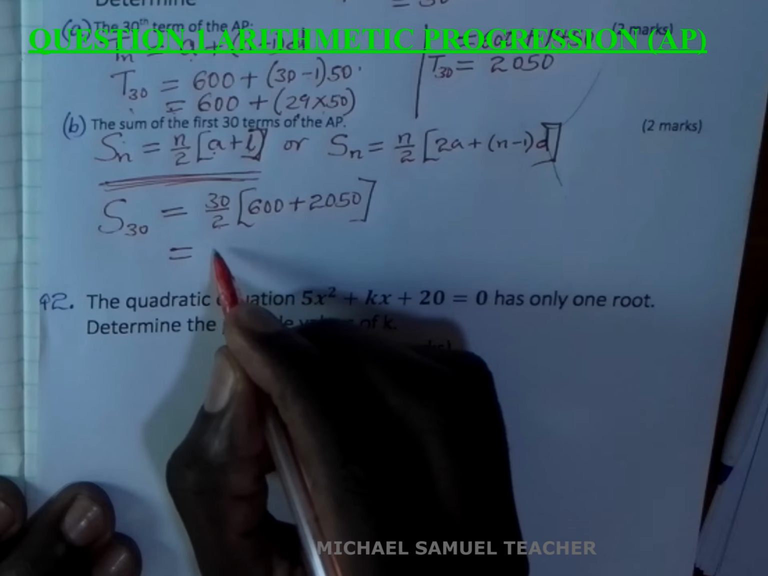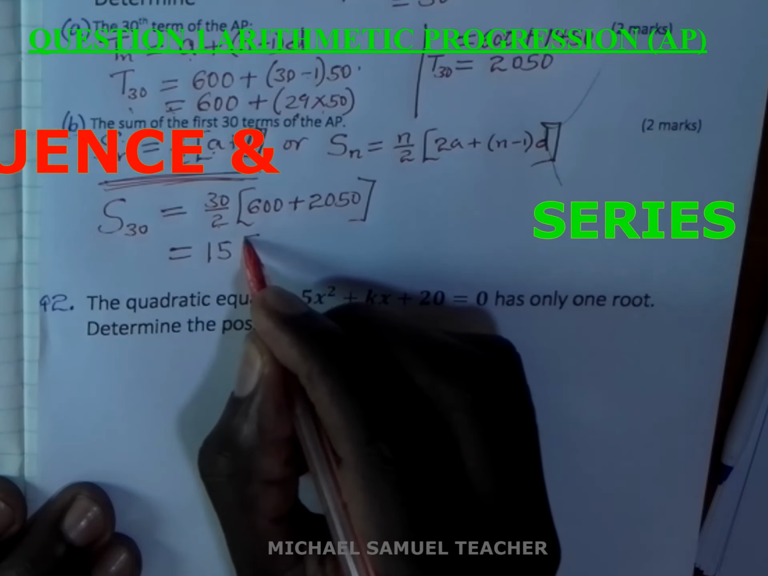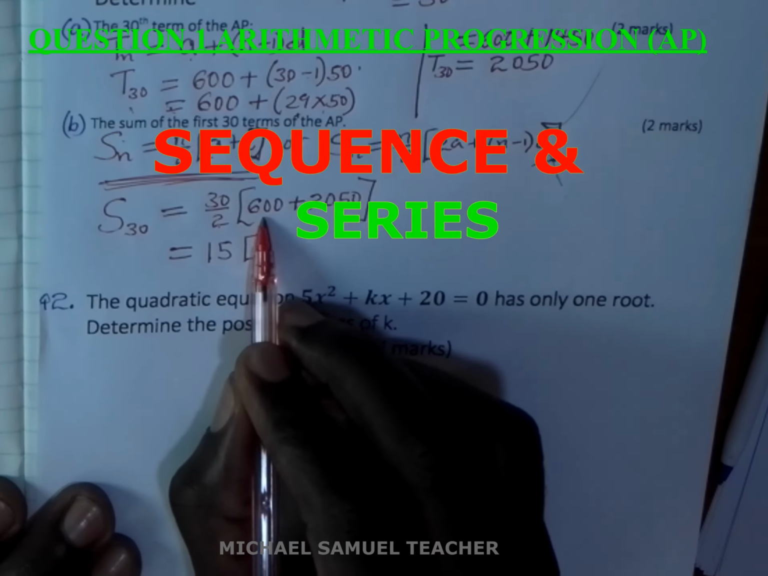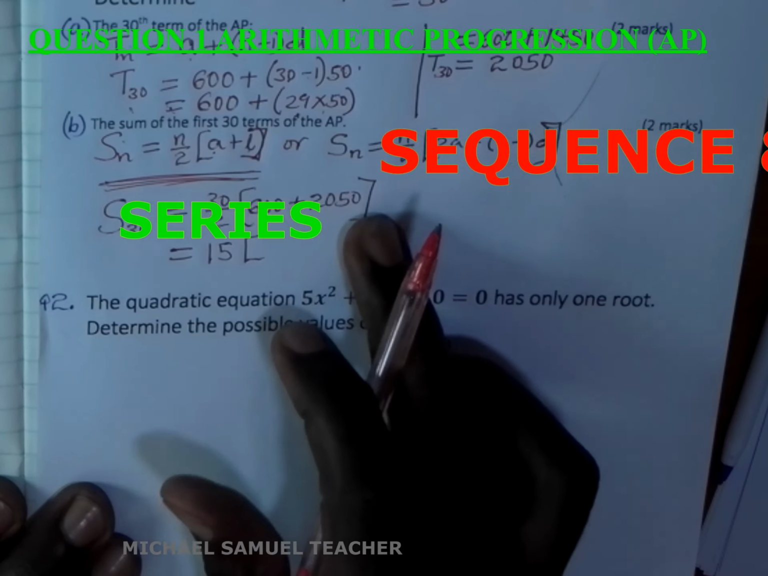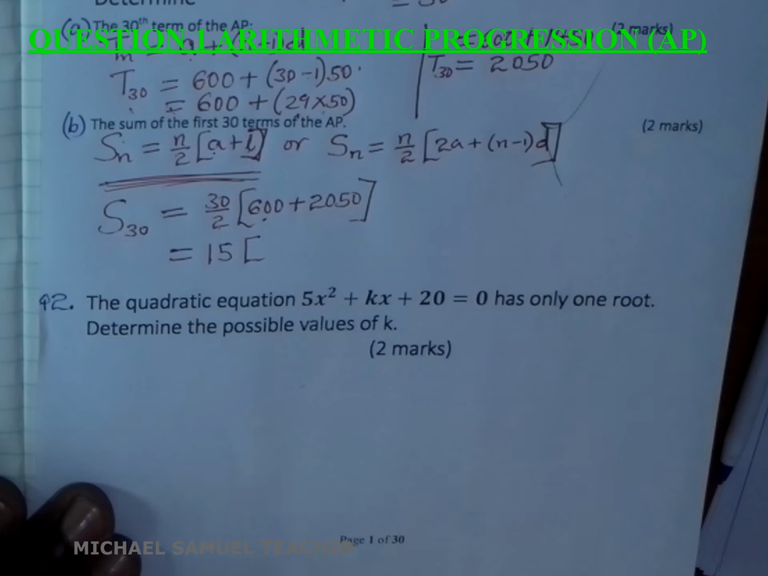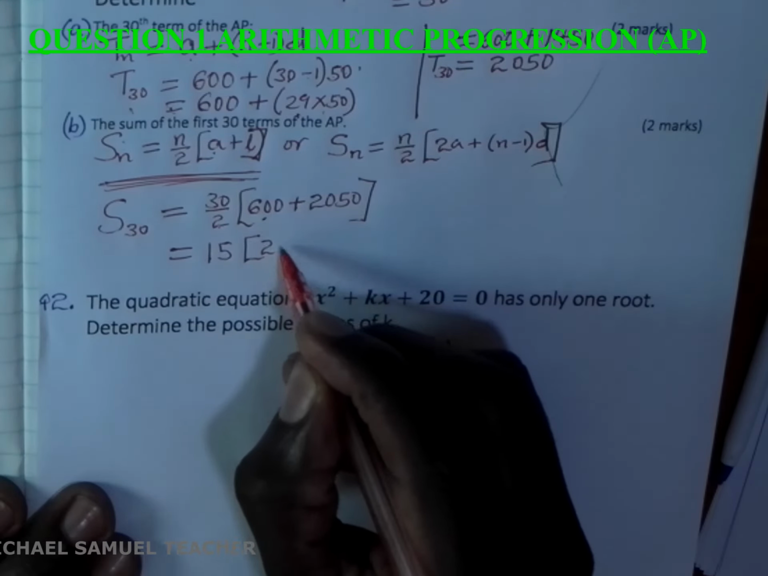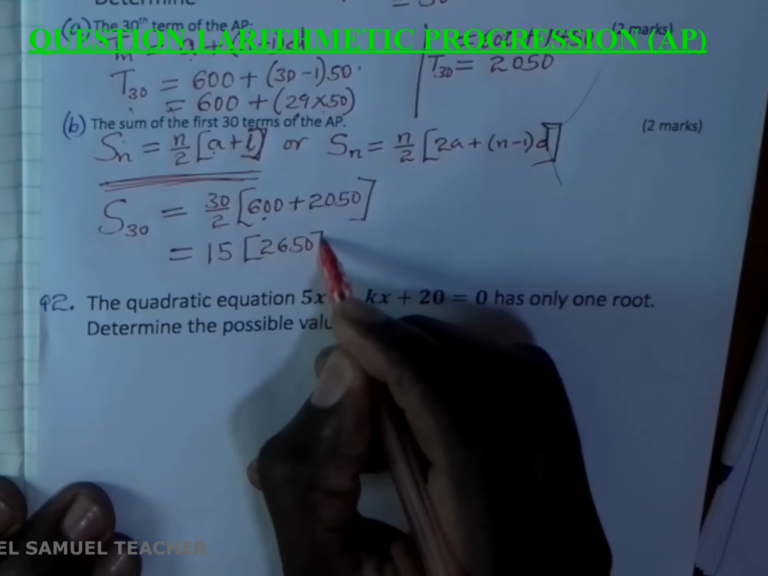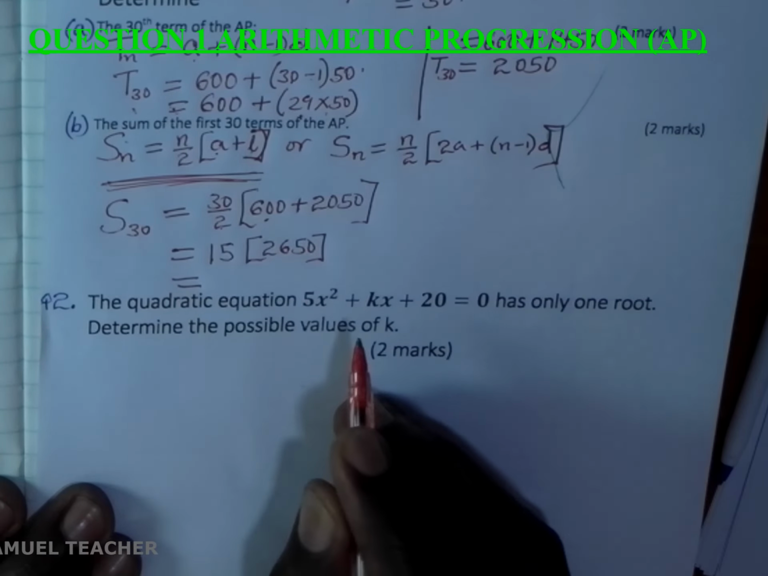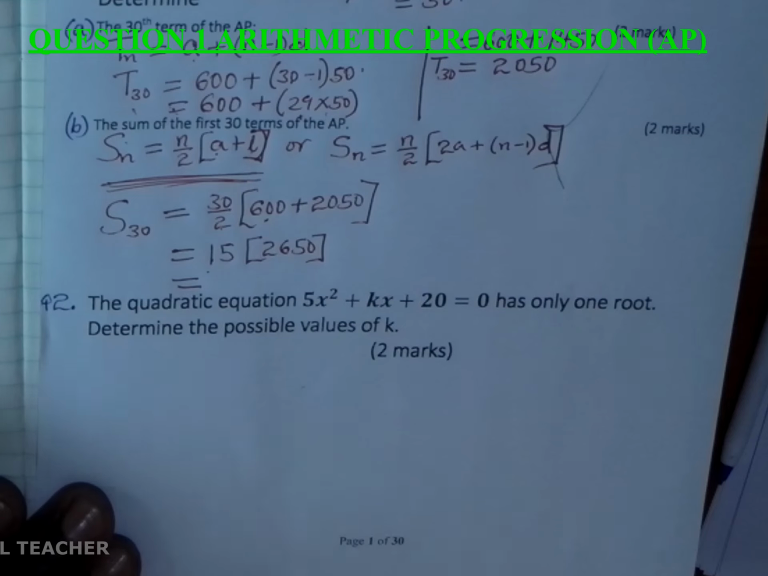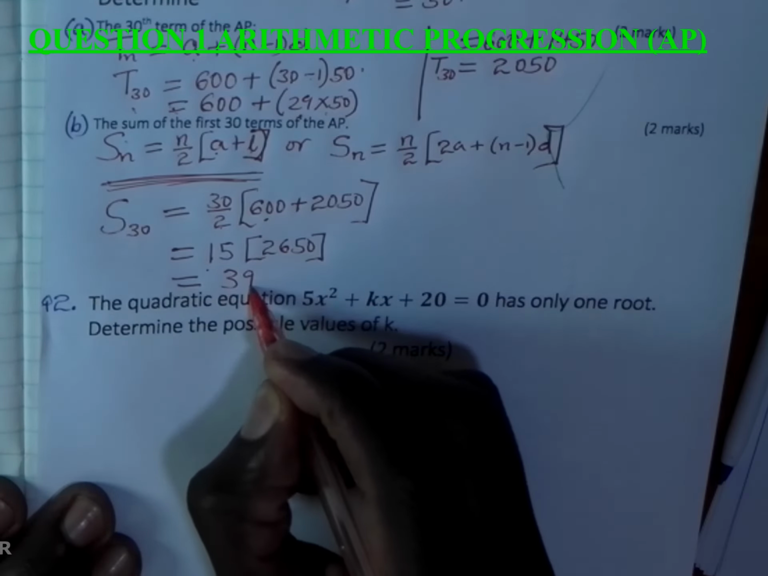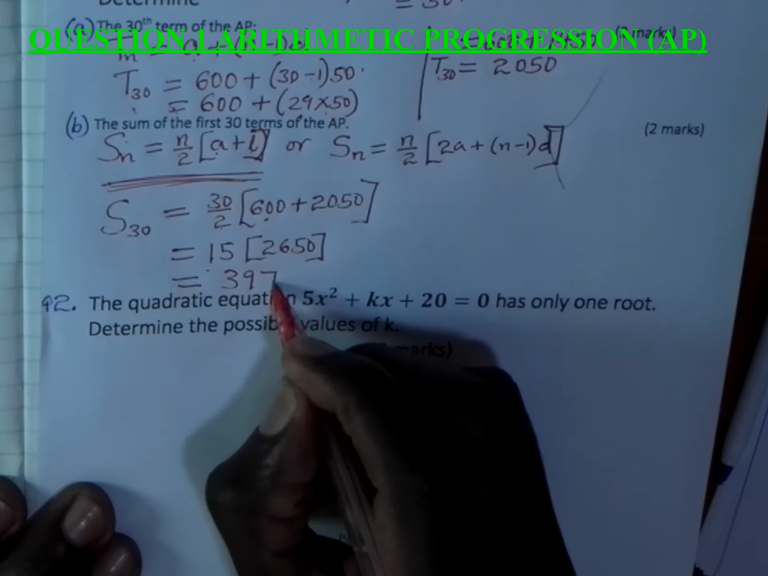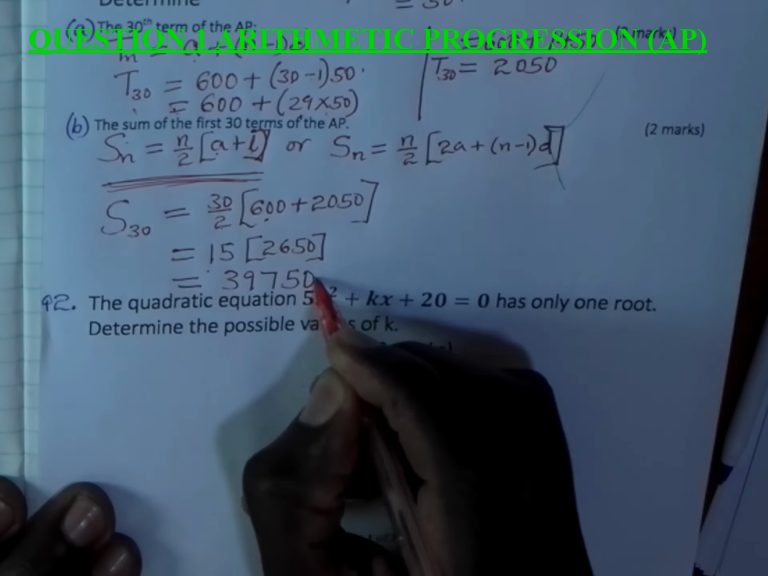30 over 2, that is 15, the bracket. 600 plus 2050, we get 2650. So if you multiply it times 15, we get 39,750.